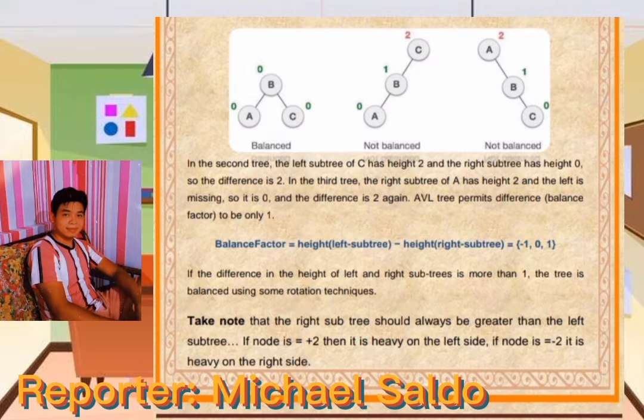An AVL tree permits balance factors to be only 1. The balance factor equals the height of the left subtree minus the height of the right subtree, and equals negative 1, 0, or 1. So if the difference in the height of left and right subtrees is more than 1, the tree is balanced using some rotation techniques. Take note, the right subtree should always be greater than the left subtree. If the balance factor is plus 2, then it is heavy on the left side. If it is negative 2, it is heavy on the right side.